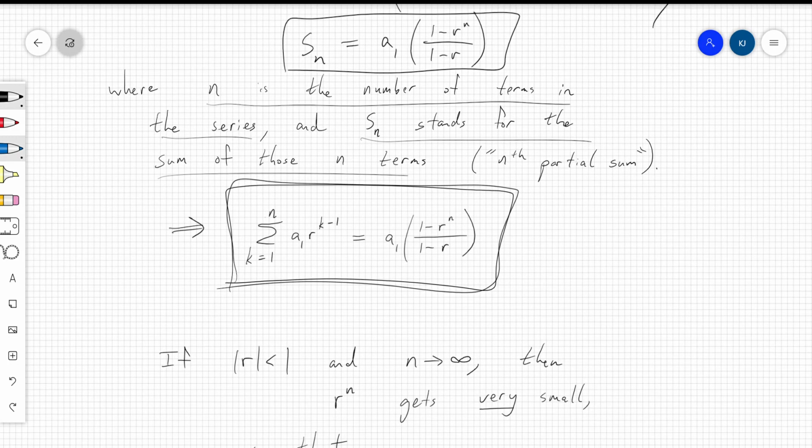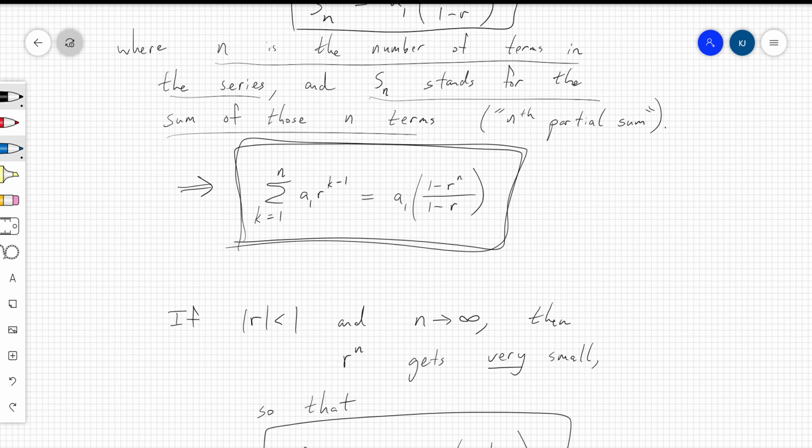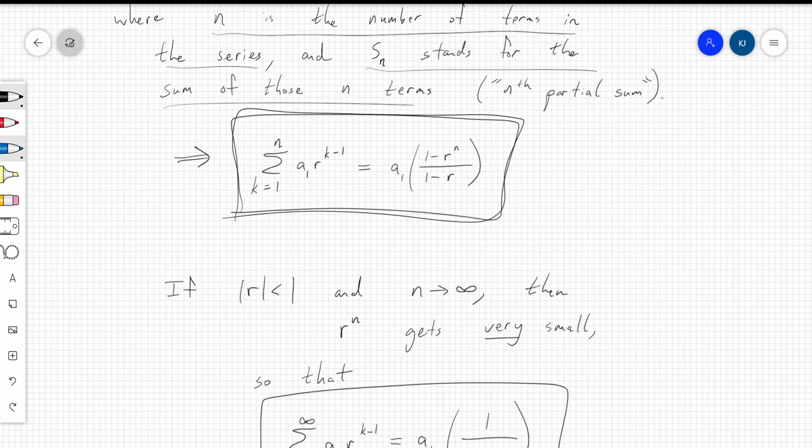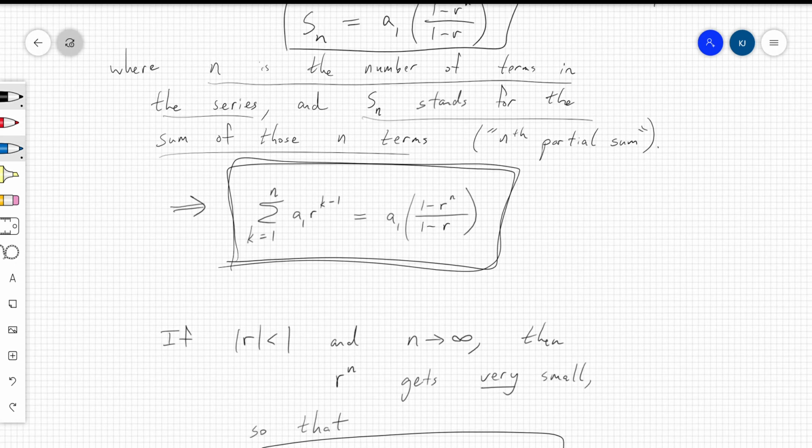But there's one last thing that I want to say in the abstract before ending the video, which is that if you wanted to add up infinitely many terms, so let's say that this n, rather than being something like 7, is infinite, so that we add up infinitely many terms in this geometric sequence, then you need the absolute value of r to be smaller than 1, for reasons that you'll see in maybe a calculus class.